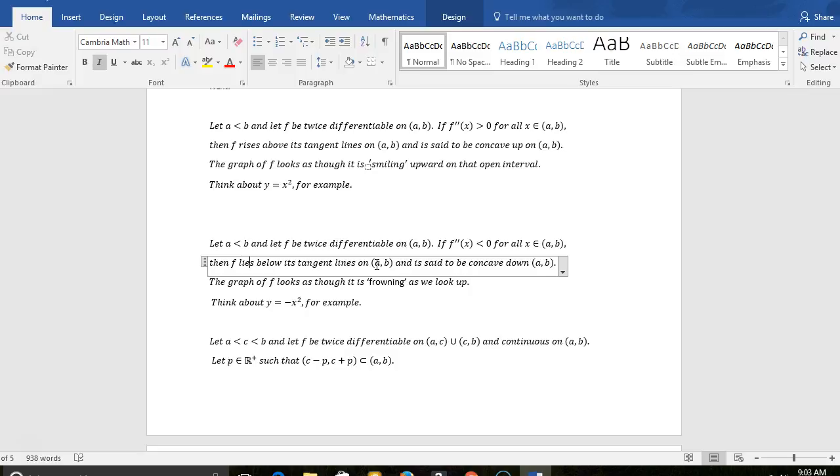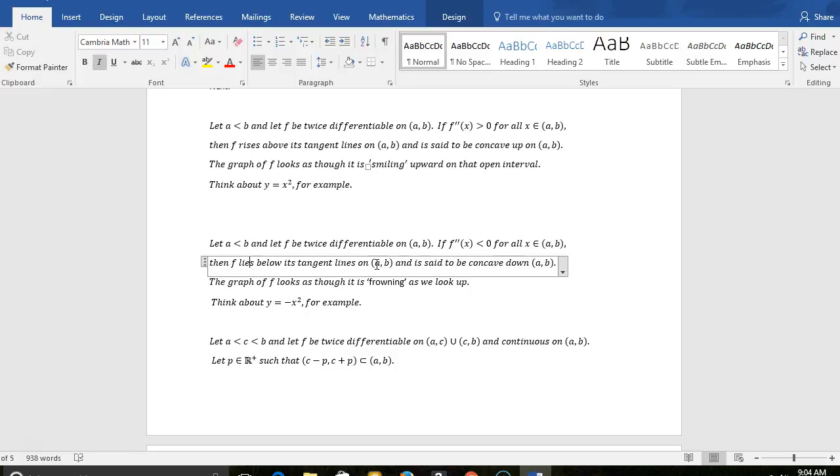All right. And when I talk about concave up and concave down on an open interval, it's the graph of f. It's not the graph of f prime. It's not the graph of f double prime. It's the graph of f.